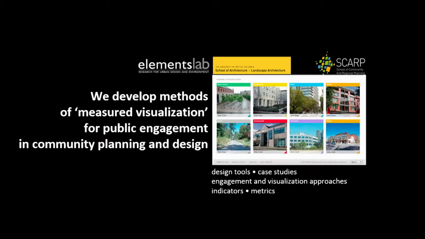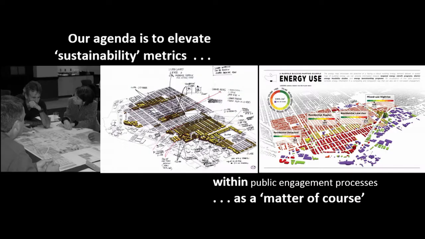So my research group is three faculty members in architecture, landscape architecture, and community planning. What we do is develop methods of what we call measured visualization for public engagement. And you can see at the bottom that that has a lot of scope to it. We do everything from design tools to case studies to indicators and metrics.